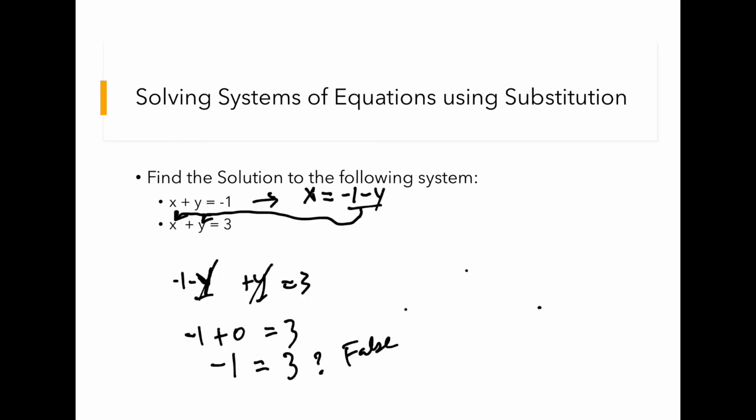In our previous example here, we ended up with a false statement. And so my solution for this system of equations is that there are no solutions for that system. You can symbolize the empty set also, 0 with a slash through it. That also means nil, the empty set, no solutions.